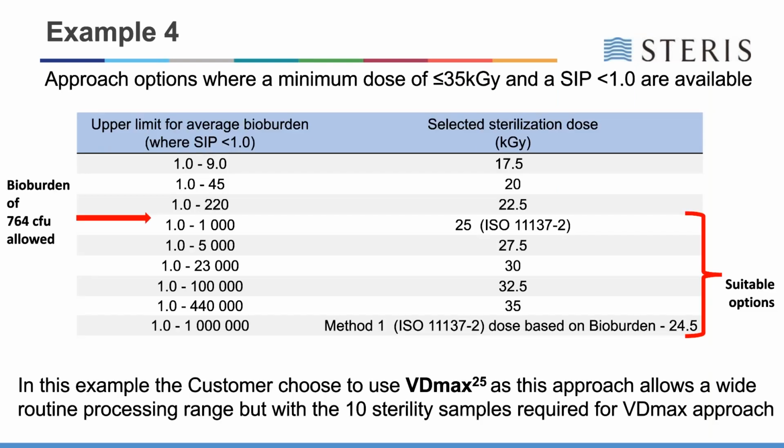When we look at the table here, we can see the different approaches available, and we've outlined their suitable options. Where the minimum dose of less than 35 kilograms is and a SIP of less than 1 is available. With the product's bioburden average of 764 CFUs, only approach options in the table from VD Max 25 and down were available for selection. In this example, though, the customer chose to use the VD Max 25 approach, as this allowed a wide routine processing range from 25 up to 55 kilograms, and with the requirement of 10 sterility samples.